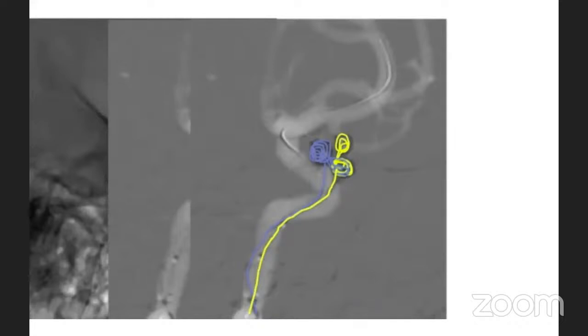Advantage of double catheter technique is that we can decide to detach the first coil or not after two coils insertion.